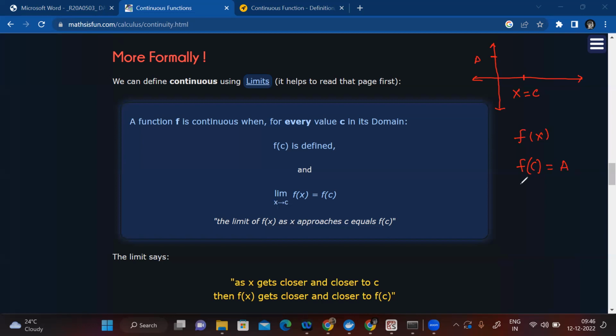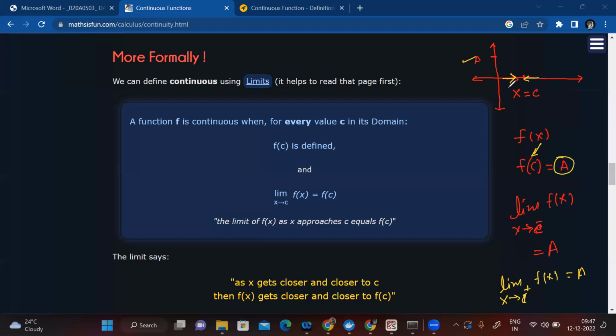Suppose we are getting answer a, and then we find the left hand limit, x approaches c minus, of f of x. Let's suppose when we find the left limit of this function, we get answer a. Are you getting my point? From the left hand side also you are getting a, and then you find the right hand limit, and when you find the right hand limit, you again get the answer a. So the function is defined at point c and you are getting answer a.